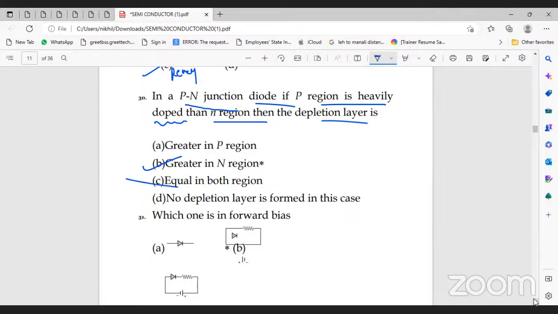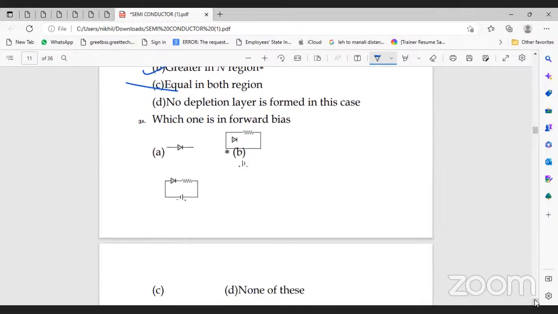Which one of the diagrams is in forward bias? This one is nowhere connected to a source, so this is unbiased. Here, P is connected to the positive terminal and N is connected to the negative terminal, so this is in forward bias. Here P is connected to the negative terminal, so it should be in reverse bias. None of this. So the second circuit is in forward bias.